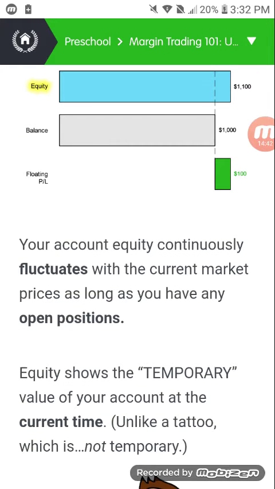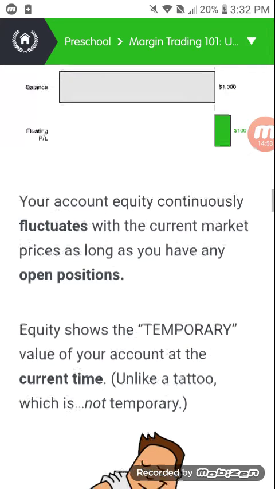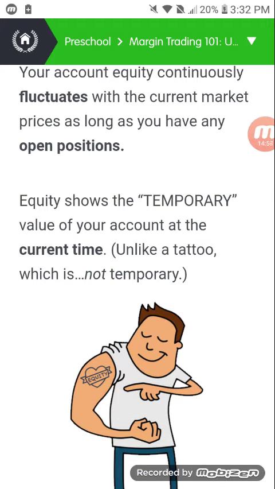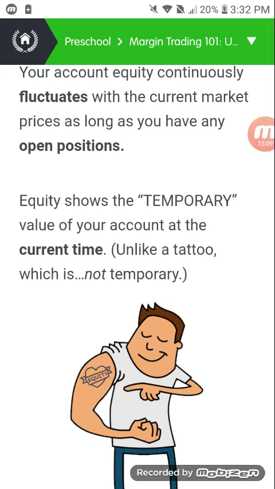Your account equity continues to fluctuate until you actually close that position. With the current market prices, as long as you have an open position, your equity will fluctuate until you close that position. Equity shows the temporary value of your account at the current time. This is how you can keep up with your account, by looking at the equity.